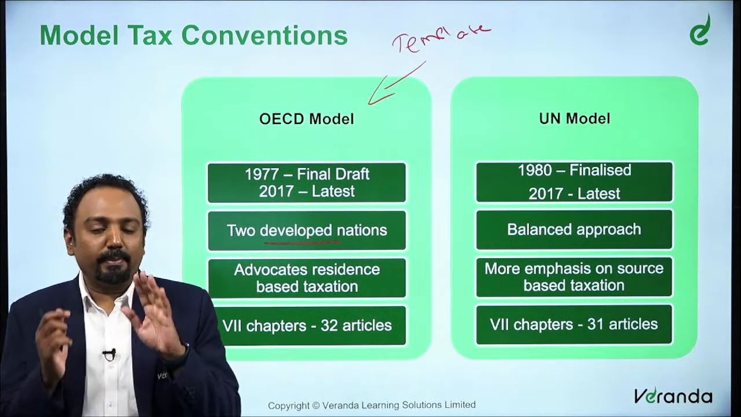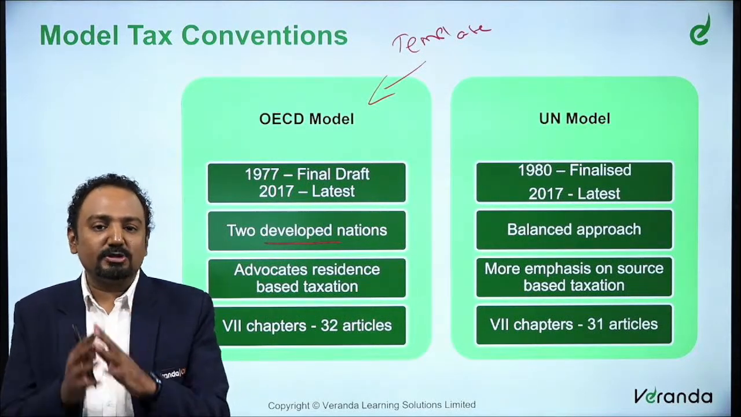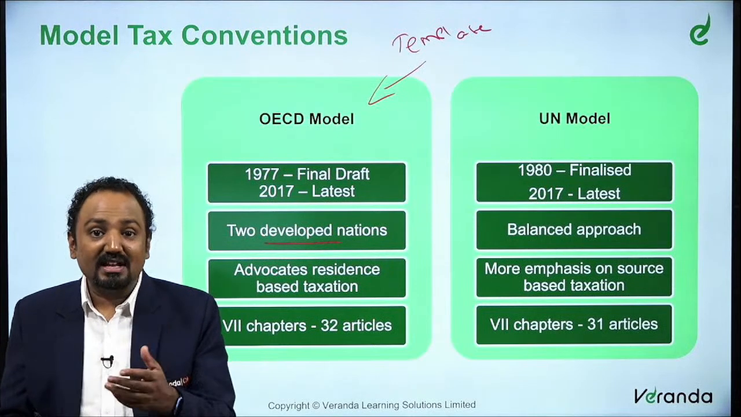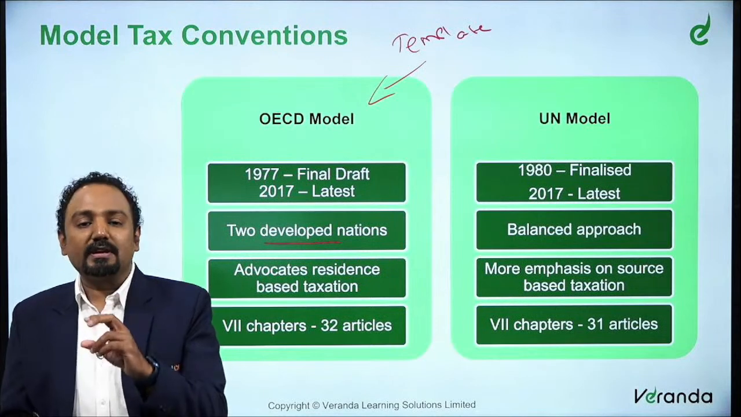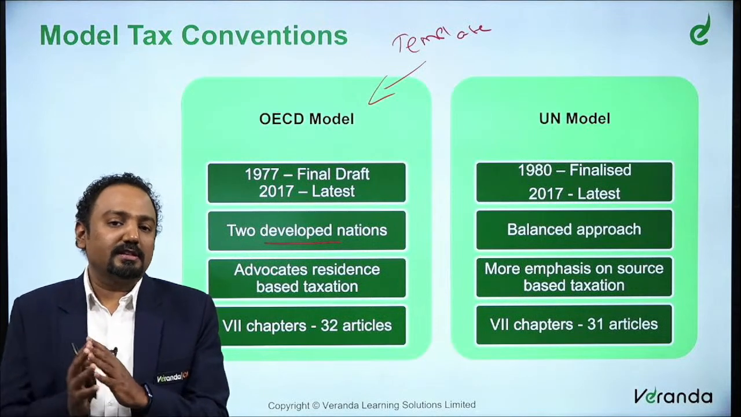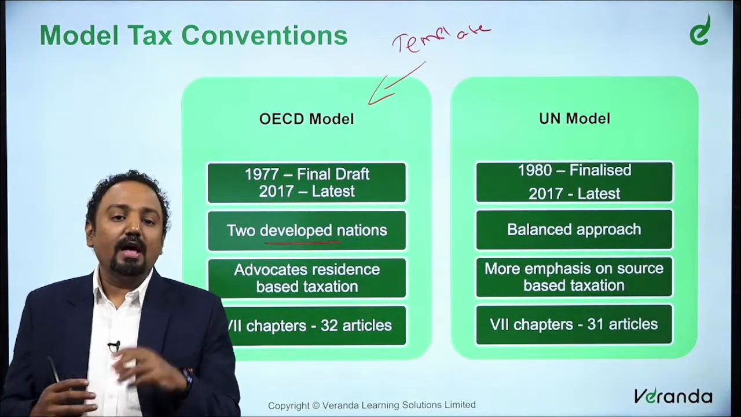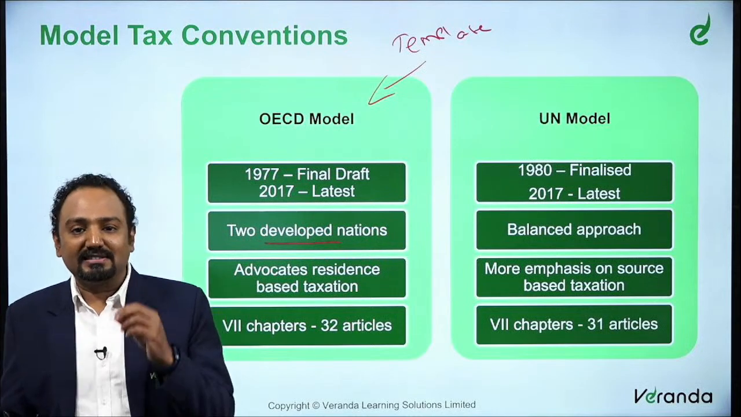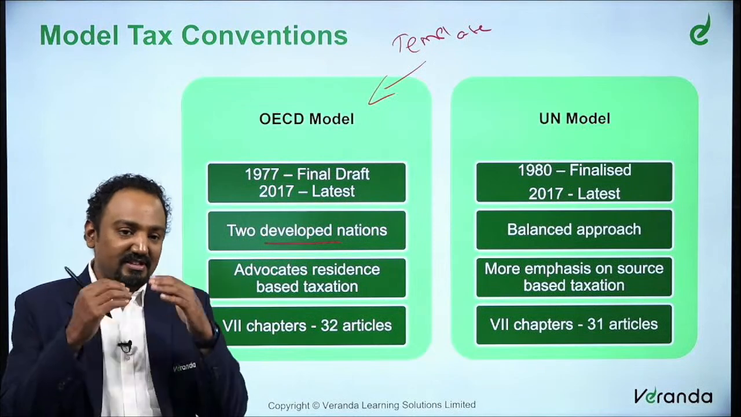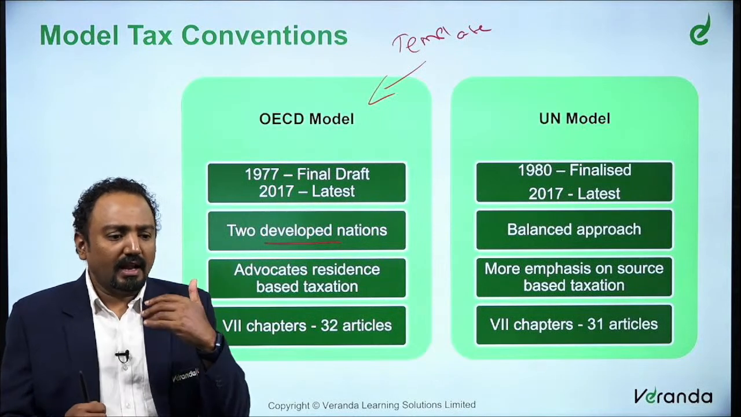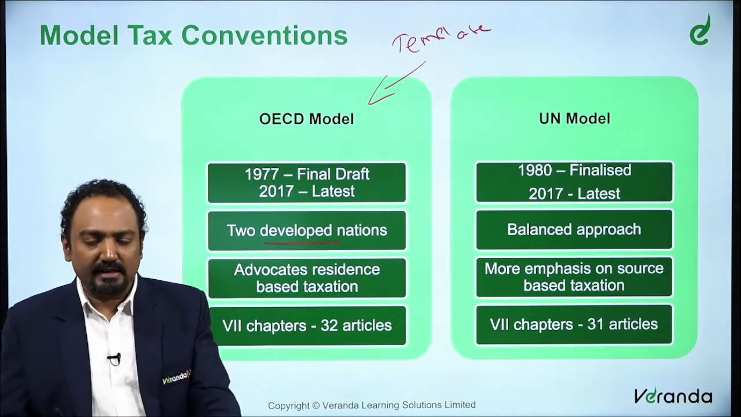The OECD gives primary importance to residence based taxation, so it advocates residence based taxation. That's the primary importance. It doesn't mean they say it must not be taxed in the source, but it primarily advocates residence based taxation. It has 7 chapters, that is 7 segments, and it is divided into 32 articles.